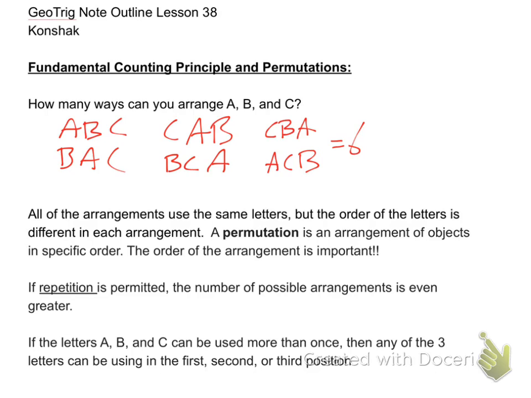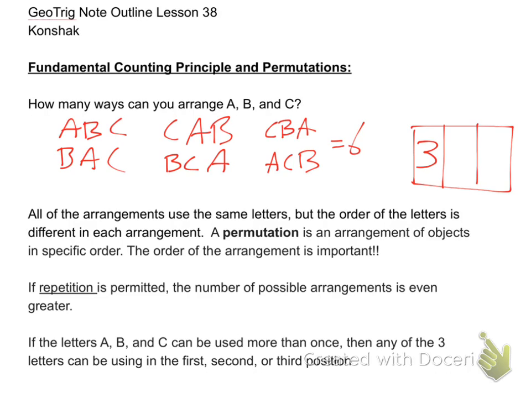How does this work? Well, if I only have 3 things I want to put in a row, I like to make 3 boxes, because I'm going to use it 3 different times. The first letter I need to put down, how many choices do I get for that first letter? How many letters do I have? 3. Right now, we're assuming I can't reuse them, so I have 3 choices for that first letter.